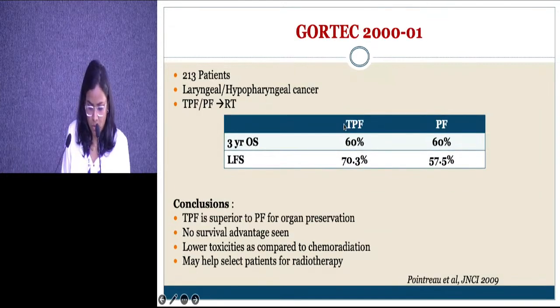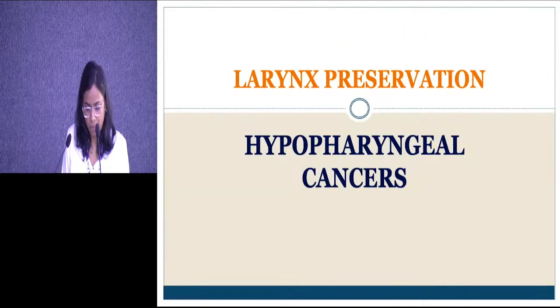And again, the Glottic trial, similar group of patients, but instead of looking only at PF versus RT versus CTRT or surgery, it looked at adding a taxane. And we know from this trial and other studies that taxane definitely added an advantage to organ preservation. But again, this did not show a survival advantage.